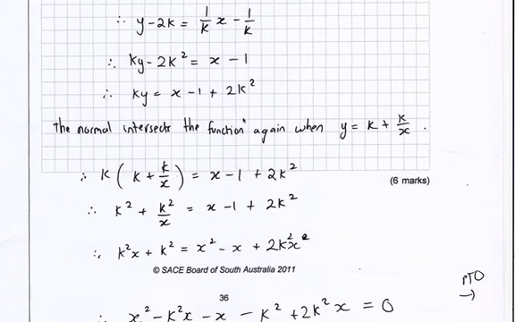Well, in order to find when the normal intersects a function again, of y equals k plus k on x, we need to substitute in a unique point for both of those functions. So obviously, we're going to substitute in y equals k plus k on x, because that's the y-coordinate of the function, our original function f of x, and of course, that's going to be the y-coordinate of where our normal meets it again, right? Hopefully you follow that.